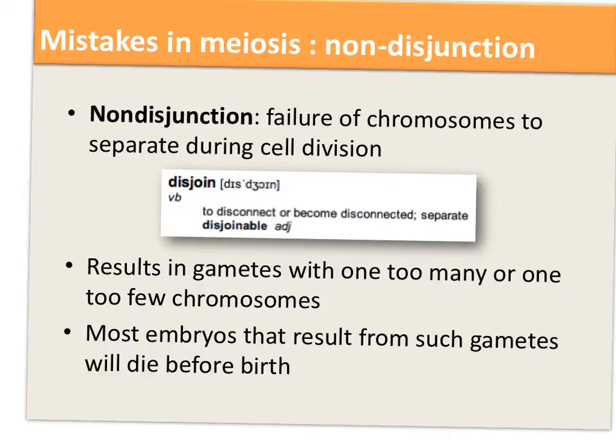Okay, so mistakes in meiosis, non-disjunction. Non-disjunction, failure of chromosomes to separate during cell division, results in gametes with 1 too many or 1 too few chromosomes. Most embryos that result from such gametes will die before birth, but occasionally they won't, but they will certainly have a mutation that expresses a phenotype, and that phenotype will probably have a lower fitness than a normal individual.